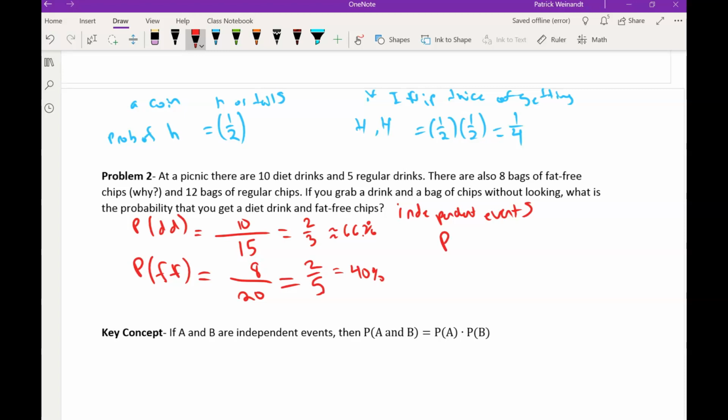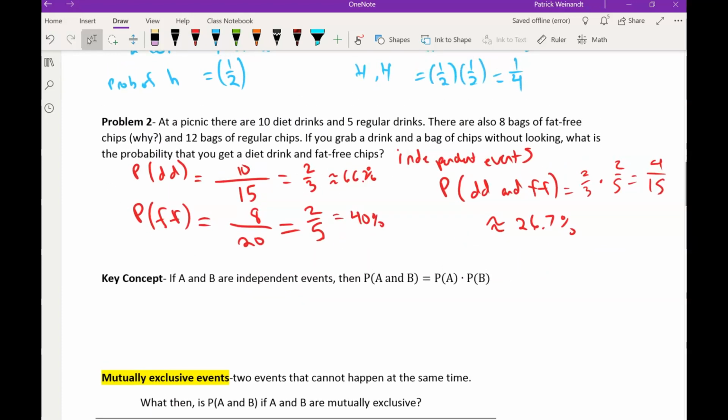So the probability of getting a diet drink and a fat-free chip is given by multiplying their probabilities. This is the same as 2/3 times 2/5. Well, that's going to give me 4/15, which is about 26.7%. I'm going to double check that my math is right there. Yes, we are good.